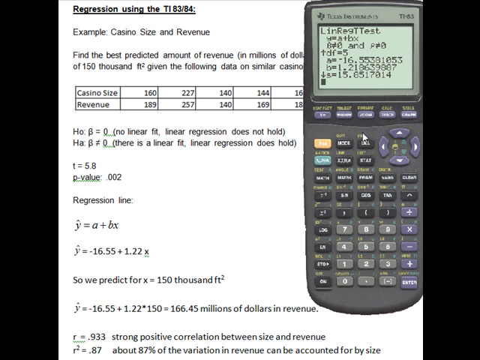Okay, now if we scroll down further on the calculator, we get our r and our r squared. So r is equal to 0.933. So 0.933 is a pretty strong positive correlation between size and revenue. Now r squared is 0.87. So r squared is 0.87, and that's the coefficient of determination, and it means about 87% of the variation in revenue can be accounted for by the variation in size. I hope that's helpful.